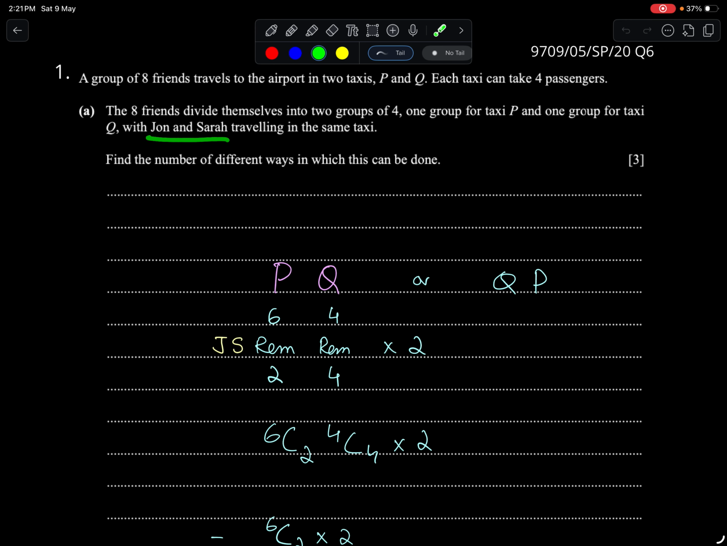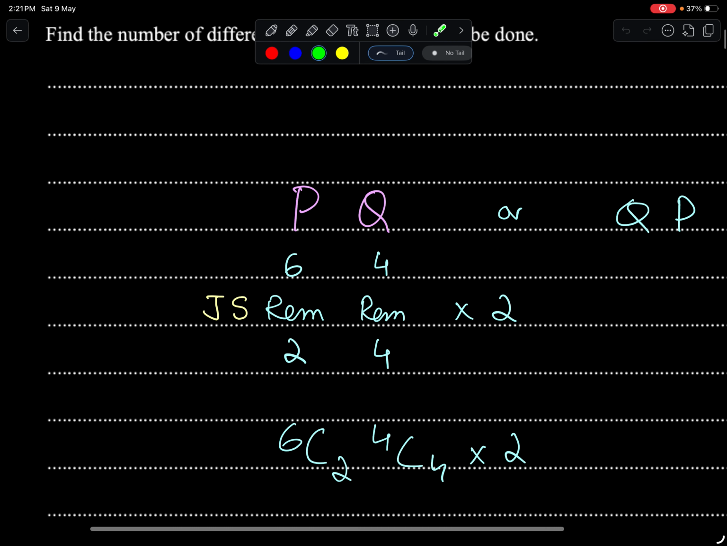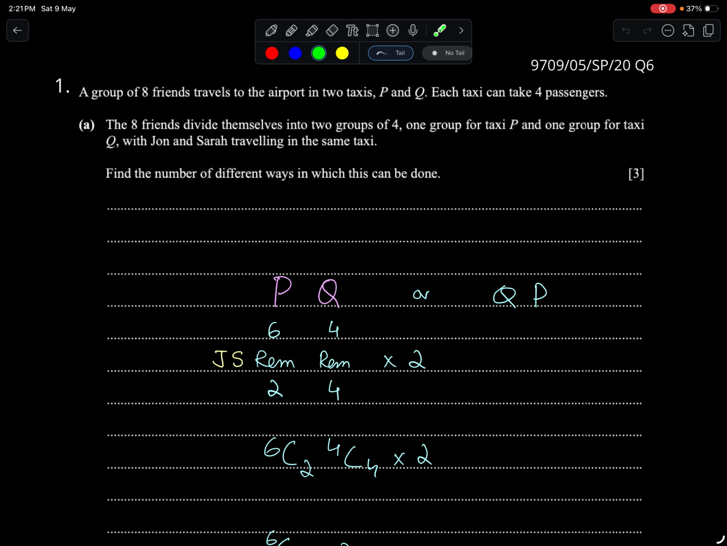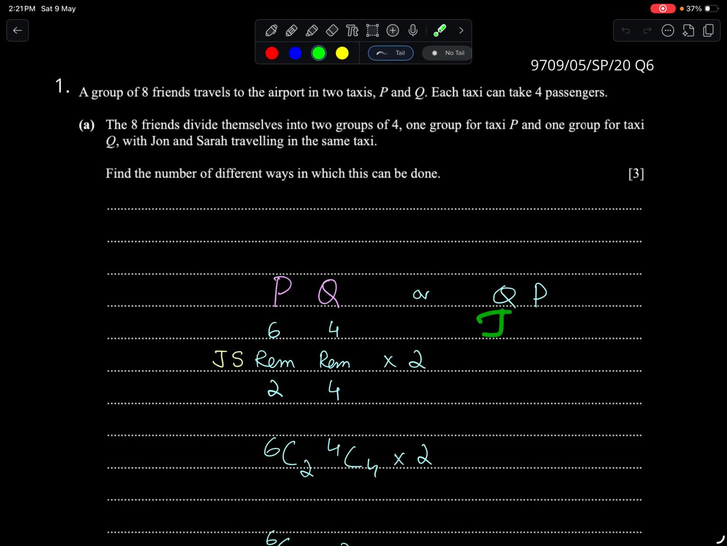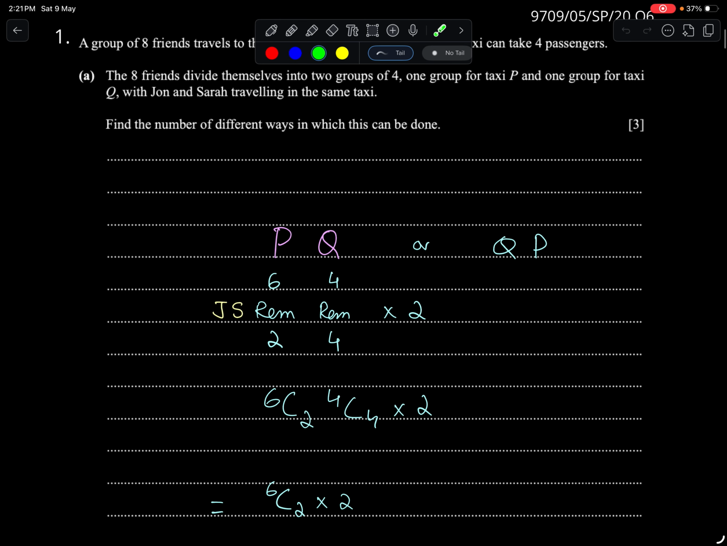So John and Sarah will travel in the same taxi. Let's suppose John and Sarah will travel in taxi P. So this is JS in taxi P. Now the remaining people are 6 who can travel in taxi P, so 6C2. And for taxi Q, just write 4C4. And this can be interchanged. John and Sarah can travel in taxi Q as well. So just multiply this result by 2. That's it.